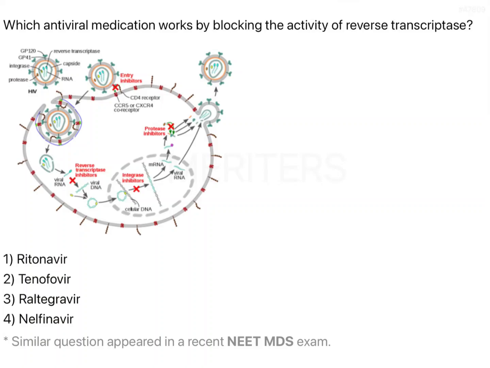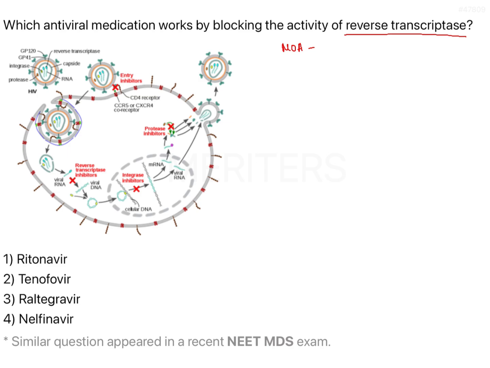Which antiviral medication works by blocking the activity of reverse transcriptase? Option 1 ritonavir, option 2 tenofovir, option 3 raltegravir, and option 4 nelfinavir. So basically in this question they're asking us about the mechanism of action of these drugs, which is based on inhibiting the enzyme reverse transcriptase.